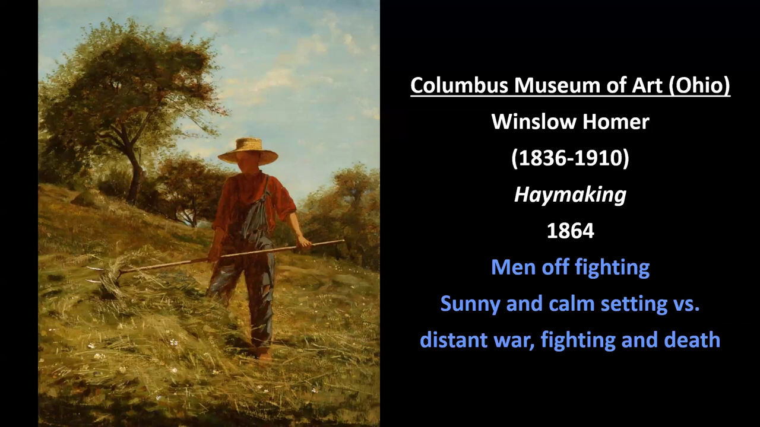The Civil War is still taking place. It didn't end until the following year. This work is called Haymaking. Now, the men are all off fighting in the war, so to speak. But yet you have this young man here. He looks like a teenager and he's doing the farm work. So it's an interesting contrast that it's a teenager doing the work, supposed to be a full-grown man.